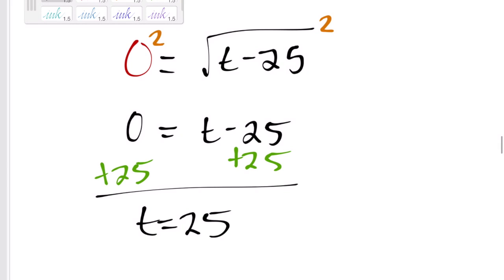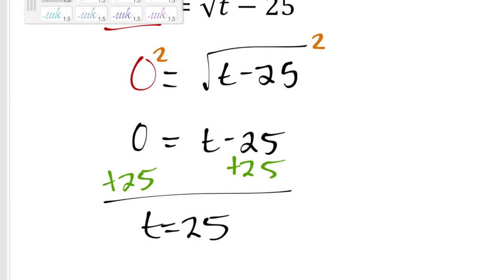That one was nice. You do want to plug it back in just to triple check. So if I plug 25 back in for t, 25 minus 25 is 0. The square root of 0 would give me 0. And so that works out.